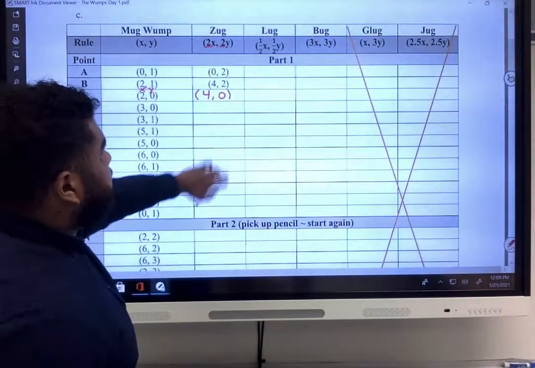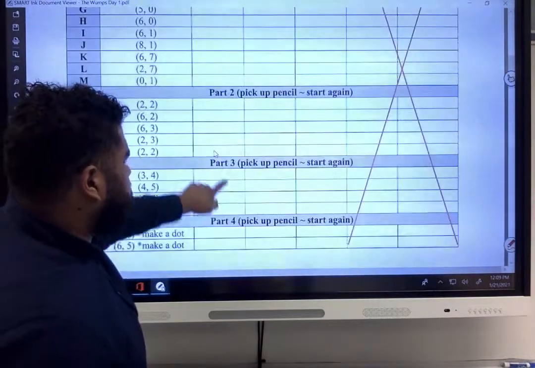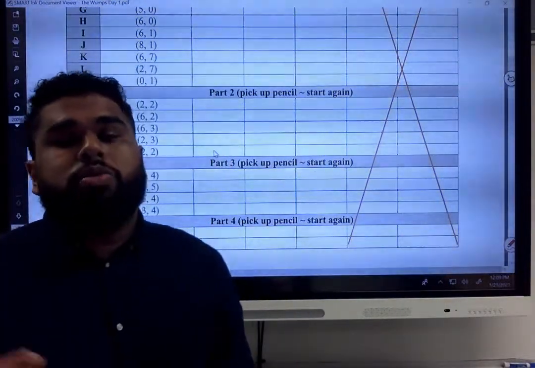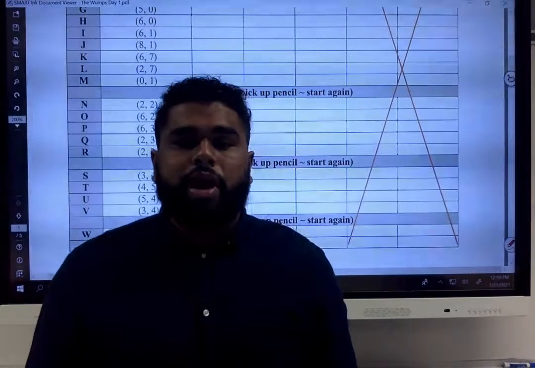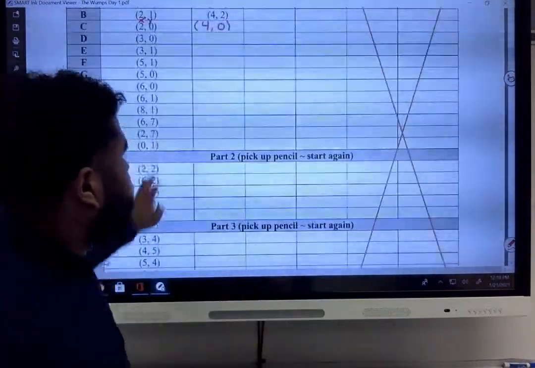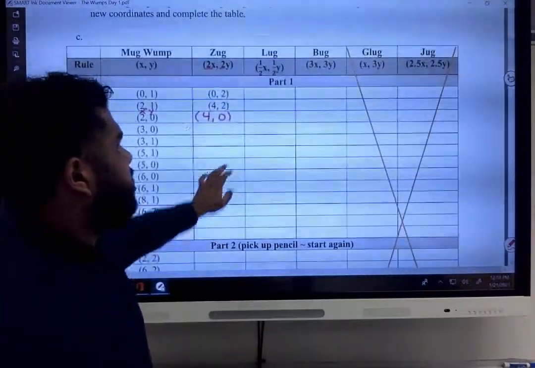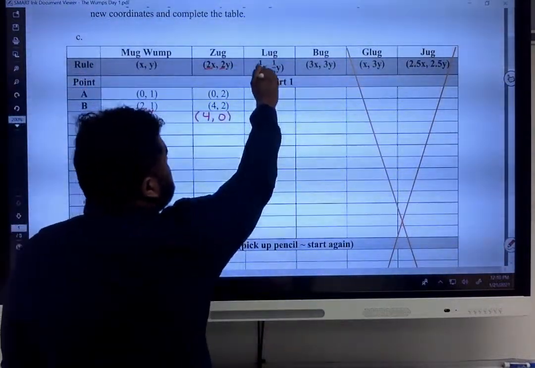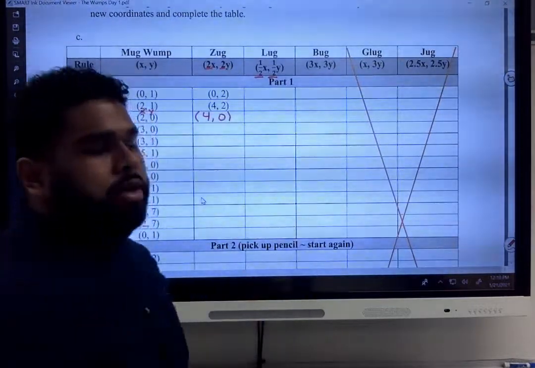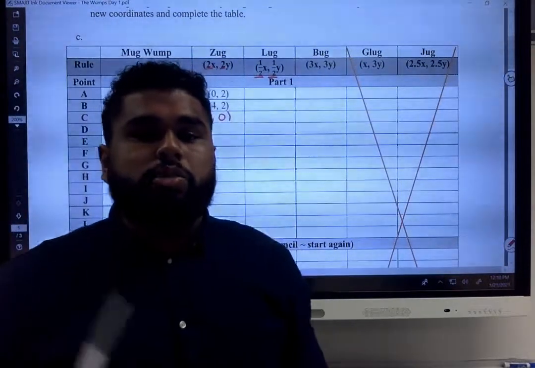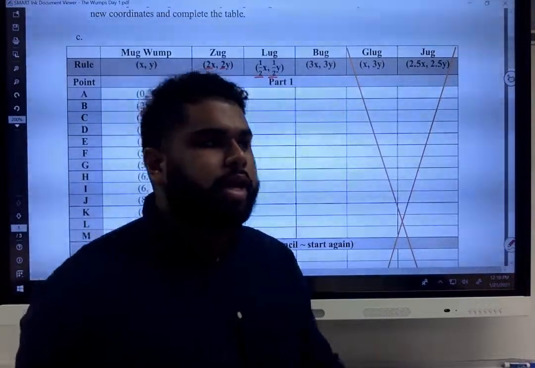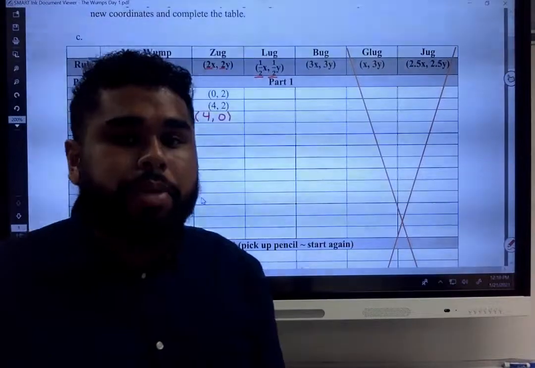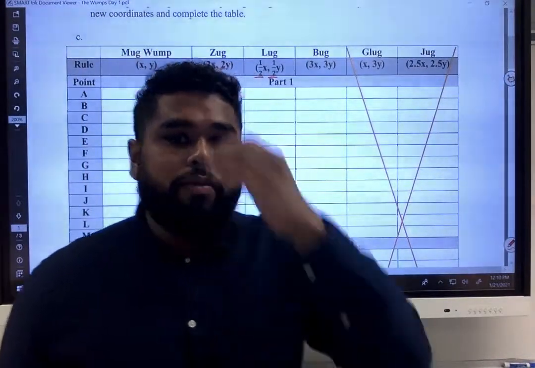All right, this whole part 1, part 2, part 3, where it's telling you to pick up the pencil, that's just for the actual graphing part. Again, it's not necessary that you do the graphing. I just really want y'all to focus on getting the correct coordinates, right? So like for Lug, okay? Lug, his scale factor is right here, okay? Remember, in an algebraic representation for dilations, your scale factor will always be attached to your x and y, right? So I have 1/2 x and 1/2 y. Or if you want, you can put it in decimal form, which is 0.5, okay?